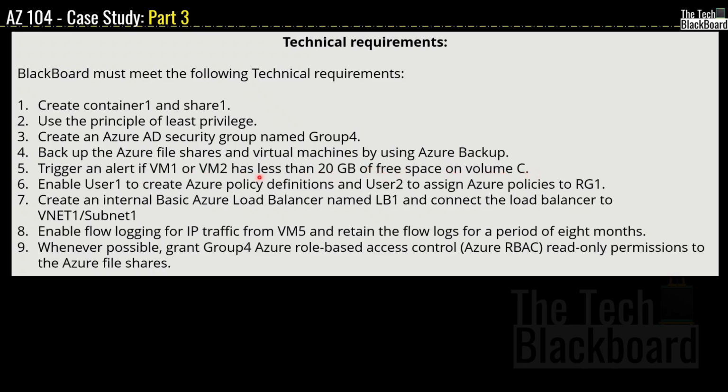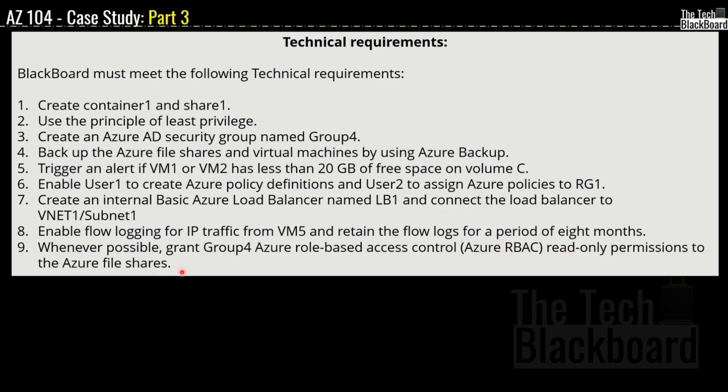The sixth technical requirement says to enable user 1 to create Azure policy definitions and user 2 to assign Azure policy to the RG1. The seventh one says to create an internal basic Azure load balancer named LB1 and connect the load balancer to VNet1 and Subnet1. Then we have enable flow logging for IP traffic from virtual machine 5 and retain the flow logs for a period of 8 months. The last technical requirement is whenever possible grant Group 4 Azure role-based access control (Azure RBAC) read-only permissions to the Azure file shares.